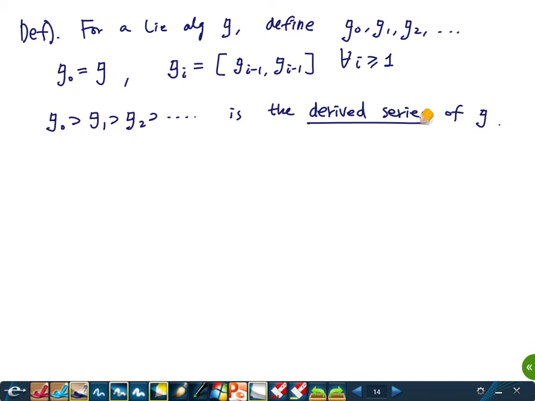And we say that G is solvable if some of this eventually becomes zero. G_j equals zero for some j. The algebra is solvable.